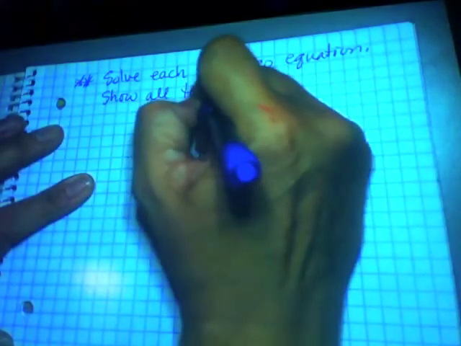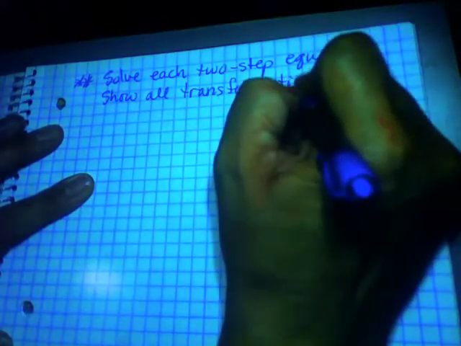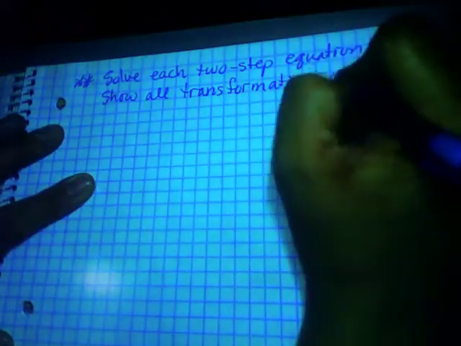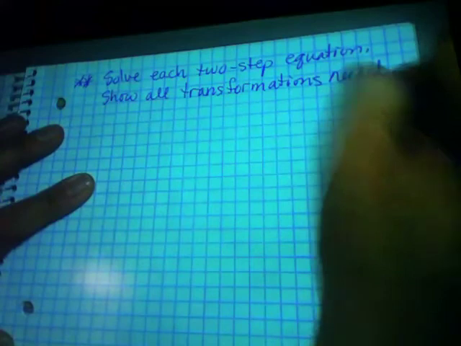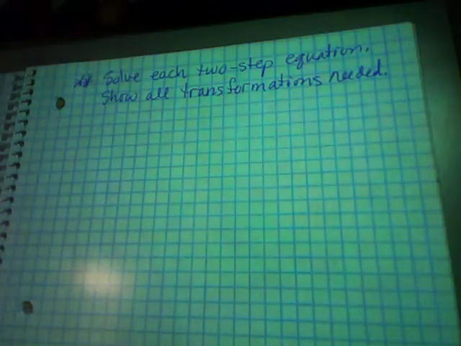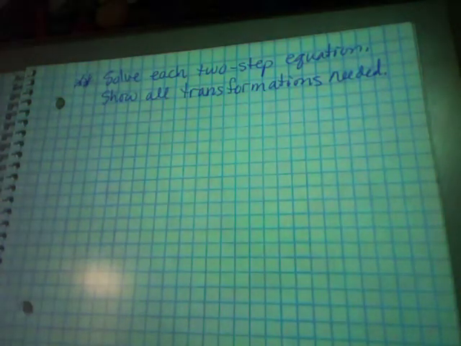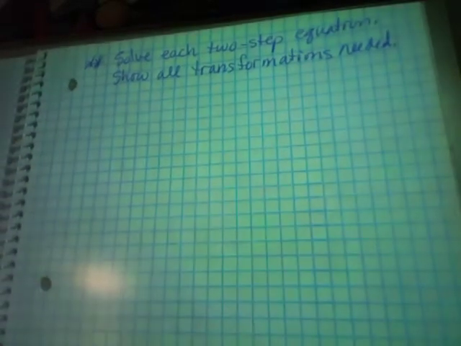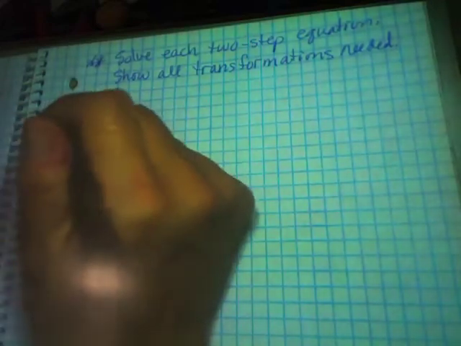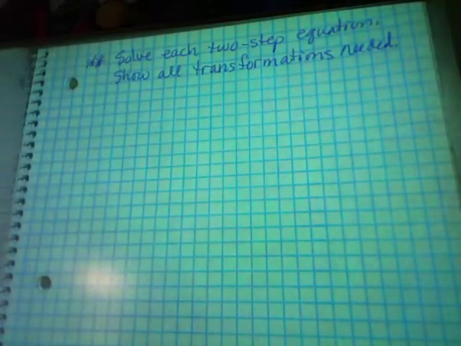Show all transformations needed. Needed according to my world, not yours. If you're doing it in your head, it needs to be on paper. All right, so we'll start out easy. This is something you should be able to do already. So am I on example 9? Is that right?